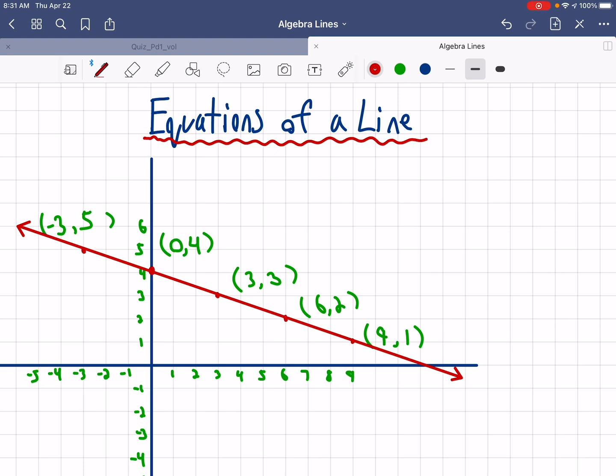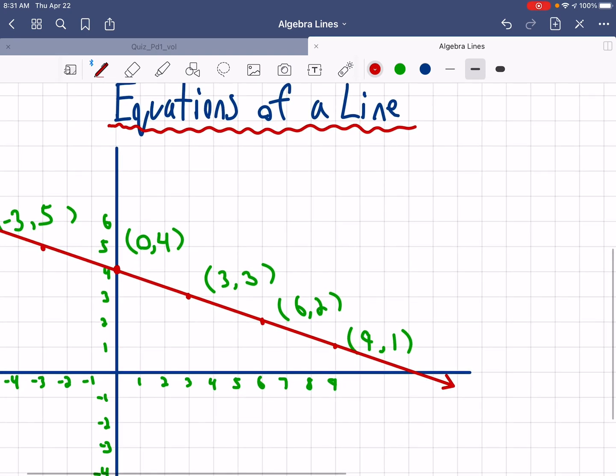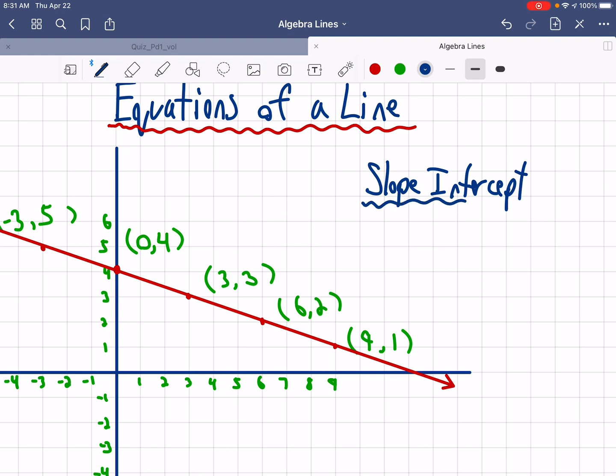So if you just look at this right now, and we wanted to come up with the standard equation of a line, the standard equation is an equation called slope-intercept. And it looks like this: y equals the slope times x plus b. The two things that you really need, you need a slope and you need a y-intercept.